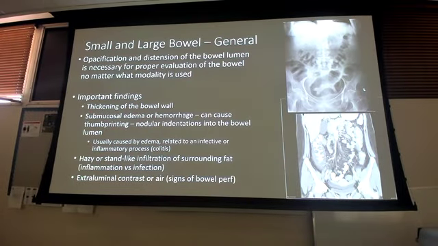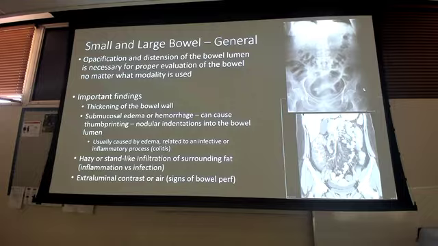All right, so in general, opacification and distension of the bowel lumen is necessary for proper evaluation, no matter what modality is used. No matter whether we use an x-ray or a CT or whatever we're going to use, if the bowel isn't appropriately distended, not dilated, right? Not dilated, distended, right? I'm not going to be able to see what's going on in there, okay?